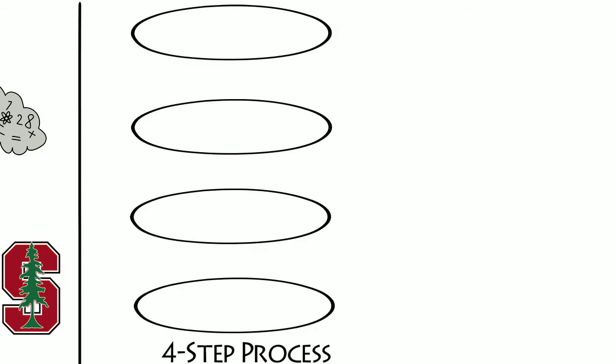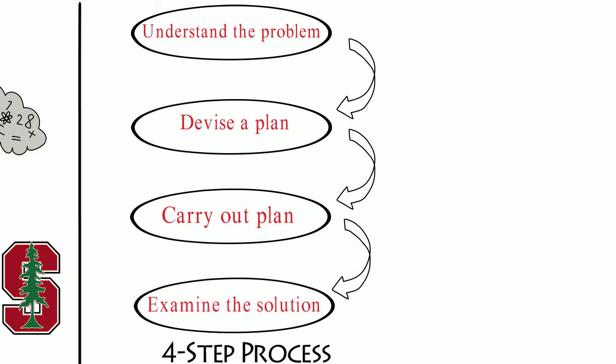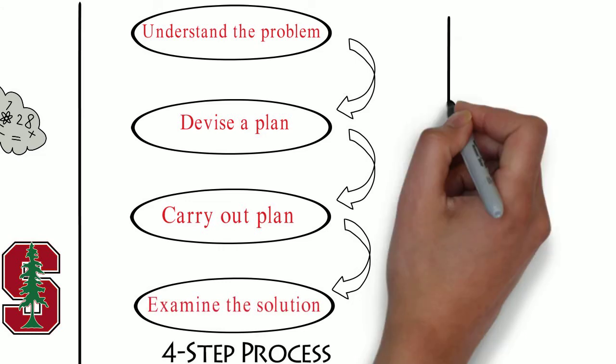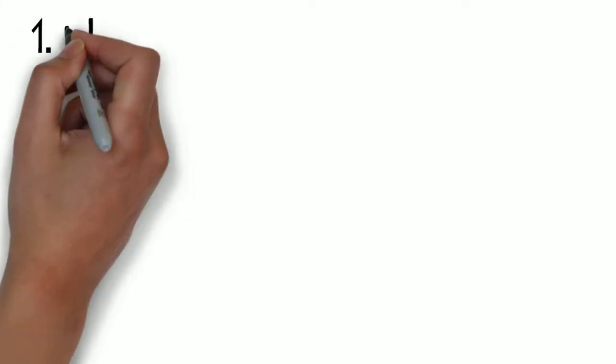Polya's four-step problem-solving process can be utilized to solve any problem, problems in mathematics or problems in life. You must first understand the problem, then devise a plan, carry out the plan, and re-examine the solution obtained. It sounds easy enough, but let's look closer at each step.